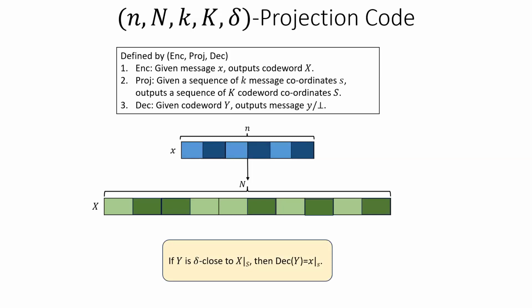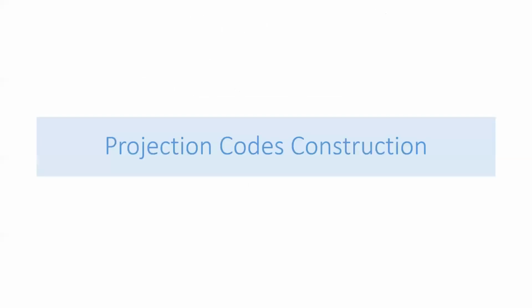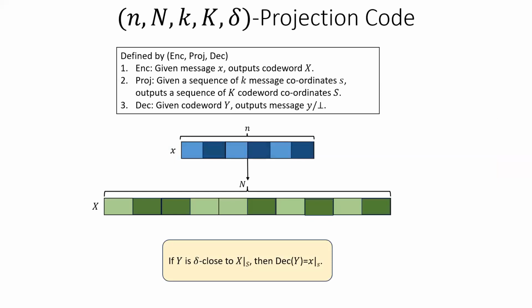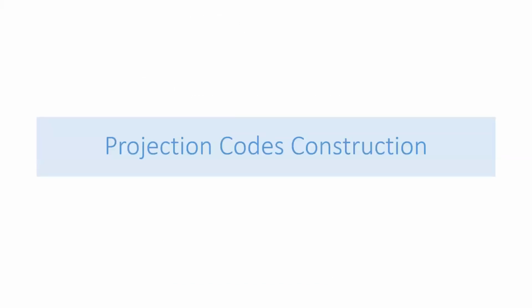We want our projection code to satisfy the following robustness property. That is, this projected code word should form a robust encoding of the projected bits of the message. Put more precisely, if Y is delta-close to the projected code word, then the decoding of Y should output the projected message.